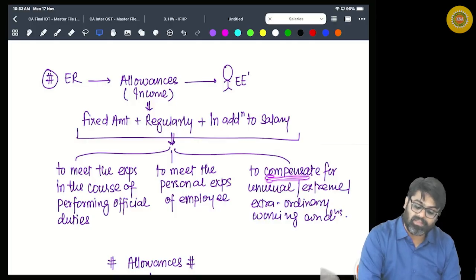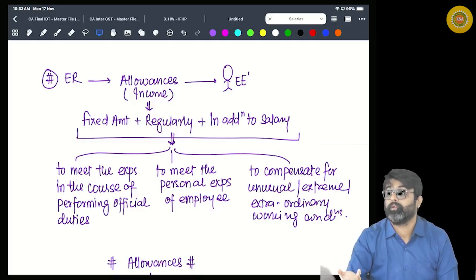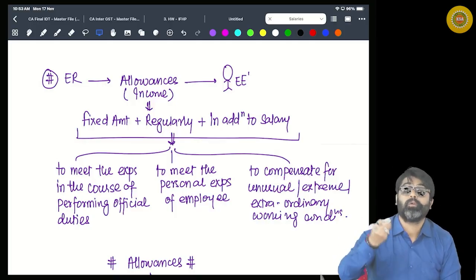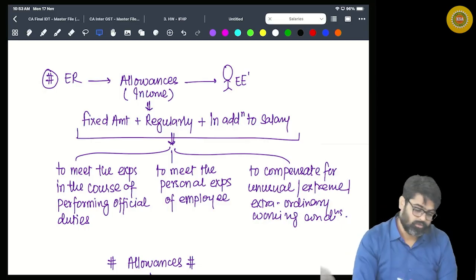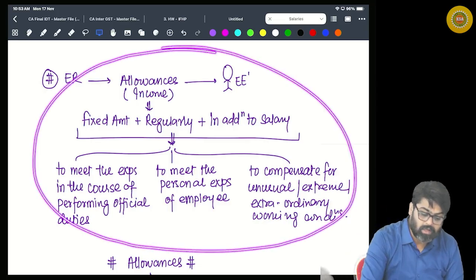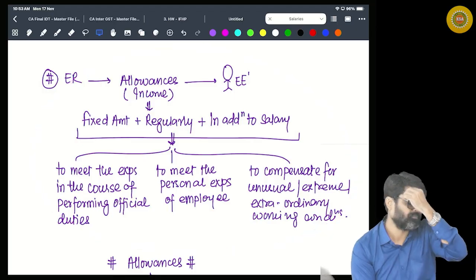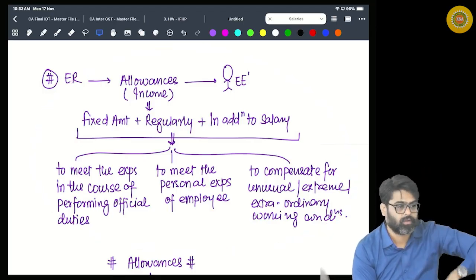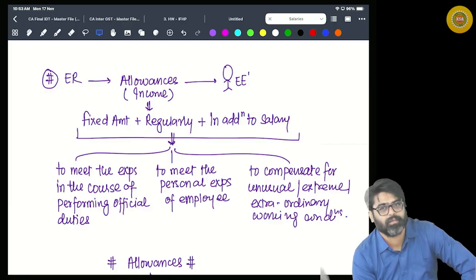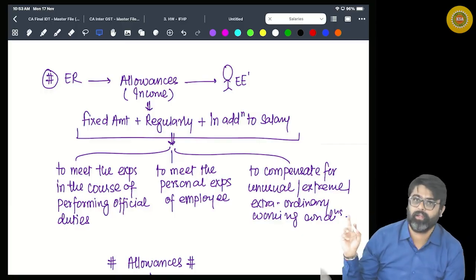So as a compensation, I might give you some amount extra in the name of mining area allowance, underground area allowance. Yes or no? So this is the meaning of allowance. In the examination you will not be asked this, what is the meaning of allowance? But for your understanding, you should be knowing this.